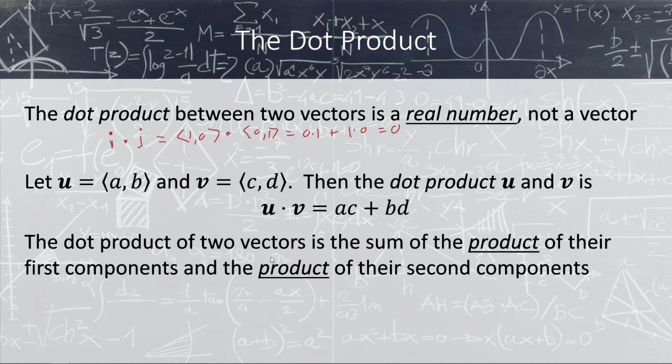And once again, the dot product of two vectors is the sum of the product of their first components, the horizontal component, and the product of the second component, or the vertical components.